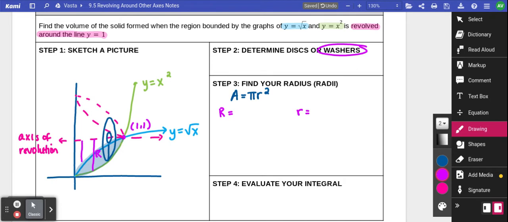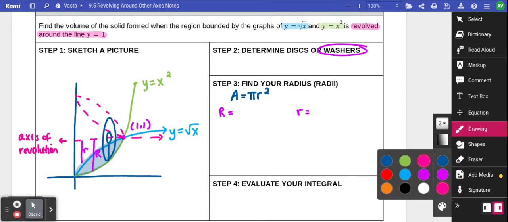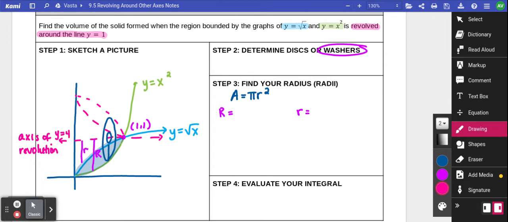And my little r is going to be the distance between the axis of symmetry and the inner edge that I'm revolving, sort of that inner circle. My big R can be calculated by doing top minus bottom. In this case, the top of this region is the line y equals 4. The top of that's that radius. So my big R is going to be 4 minus the green function, which is x squared.